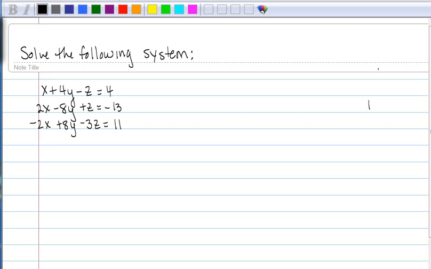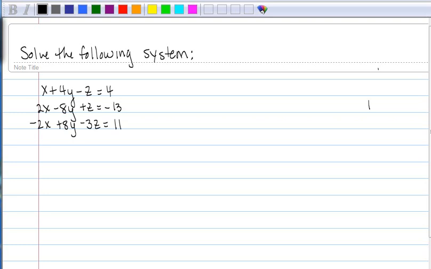Solve the following 3 by 3 system, which means 3 equations and 3 unknowns. Our goal in solving 3 by 3s is to somehow get it to a 2 by 2, which is 2 equations, 2 unknowns. And then we can use a previous section, elimination or substitution, to solve that 2 by 2. So that's what I'm going to do.